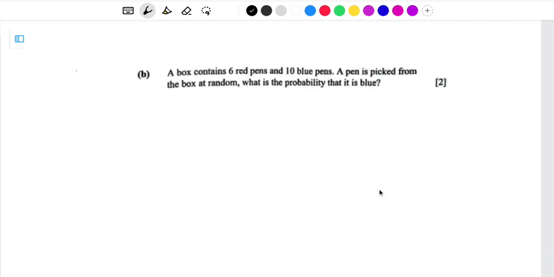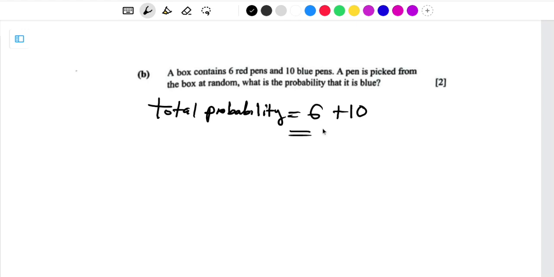So for the second part of our question, we have a box containing 6 red pens and 10 blue pens. A pen is picked from the box at random. What is the probability that it is blue? So first we have to calculate the total. We are adding these numbers that we have in the box. So we have 6 red pens. We also have 10 blue pens. When I add, I'm going to get 16.